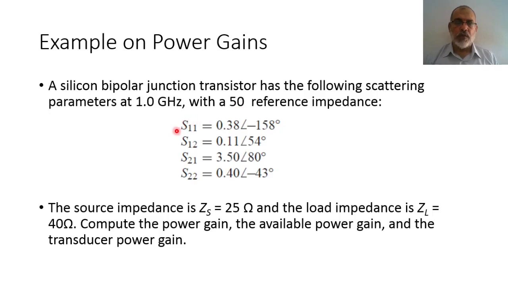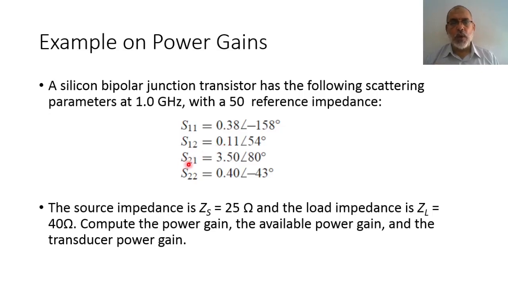For this transistor, the value of S11 is 0.38 with an angle minus 158 degrees. S12 is 0.11 with angle 54 degrees. S21 is 3.5 with an angle 80 degrees, and S22 is 0.4 with an angle minus 43 degrees. It should be noted here that the value of S12 is usually very small, and for the ideal case, for a unilateral transistor, the value of S12 would be 0. But now it is not unilateral, it is bilateral, because S12 is not 0.